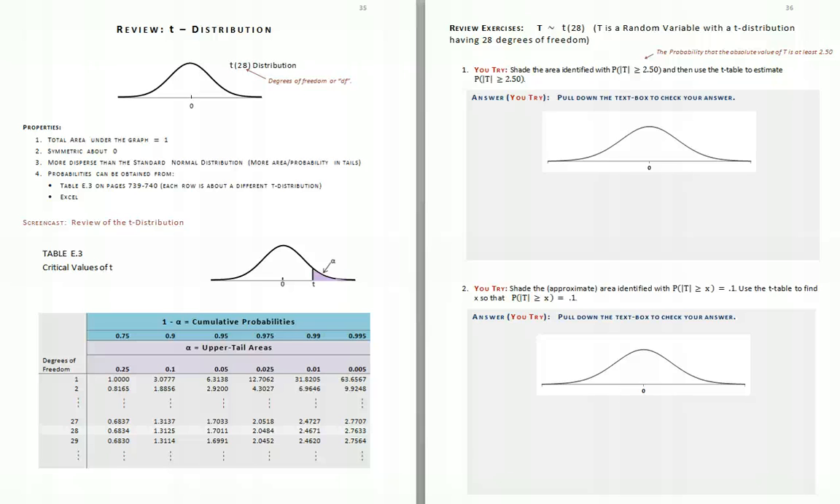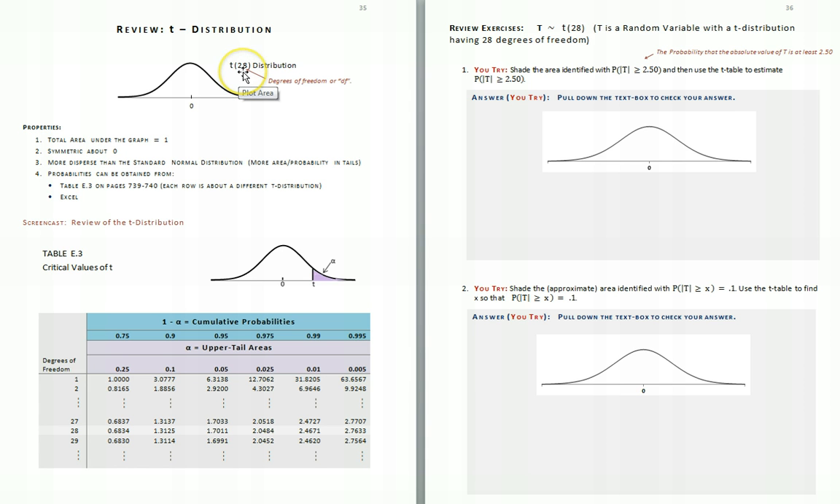This screencast reviews the t-distribution. You may recall that a t-distribution has a single parameter called degrees of freedom. This is a graph of the t-distribution with 28 degrees of freedom. As the degrees of freedom change, the graph of the t-distribution changes slightly.